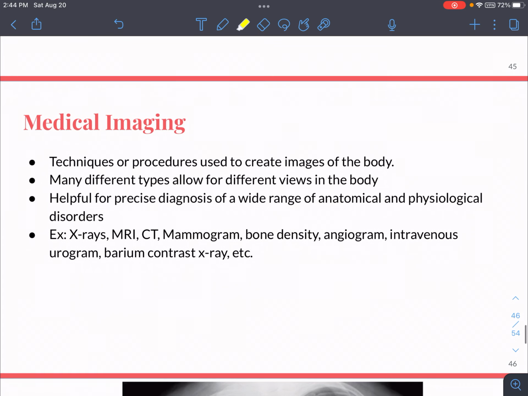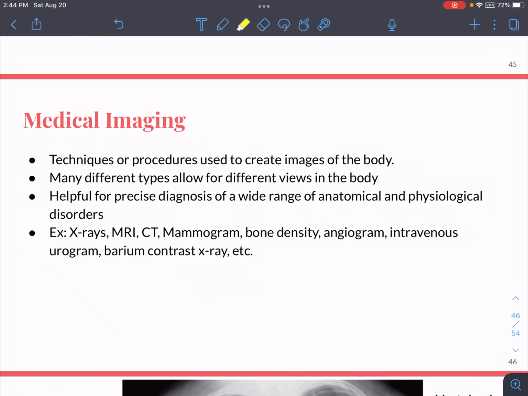Now let's look at the different kinds of imaging. There's a lot of different kinds of imaging. We're going to look at some of them. There's different techniques for each type of imaging. They help create different views of the body depending on what you want to look at. There's lots of different ways to look at the body through imaging. They help to make a more precise diagnosis, and you can see a big variety of anatomical organs. You can see lots of disorders.